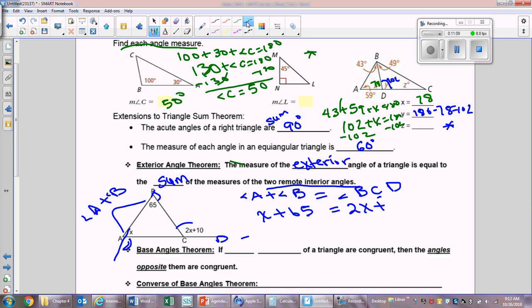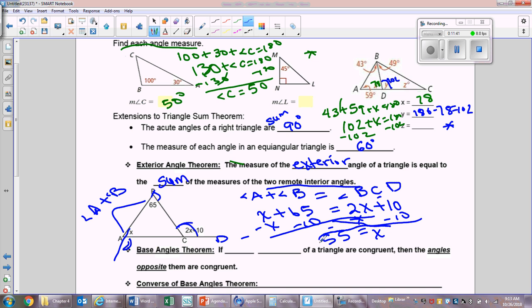The exterior angle equals the sum of the two remote interior angles. So what we need to do is subtract x from both sides, and then subtract 10 from this side, so that I have the variable on one side and the numbers on the other. So 65 minus 10 is 55, and 2x minus x is x.